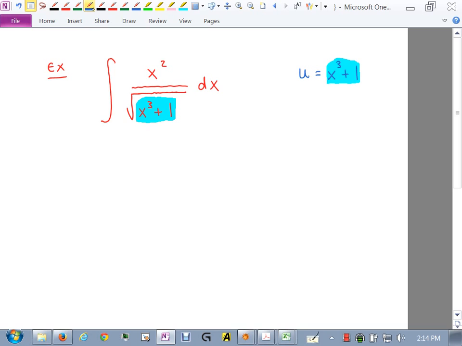So let's take the derivative over here on both sides. du dx is what? What's the derivative of x cubed plus 1? 3x squared, right? And I'm really getting excited because x squared is right here, isn't it? And so what I'd like to do is try and make this side look like this, and I will always attach the dx to it.